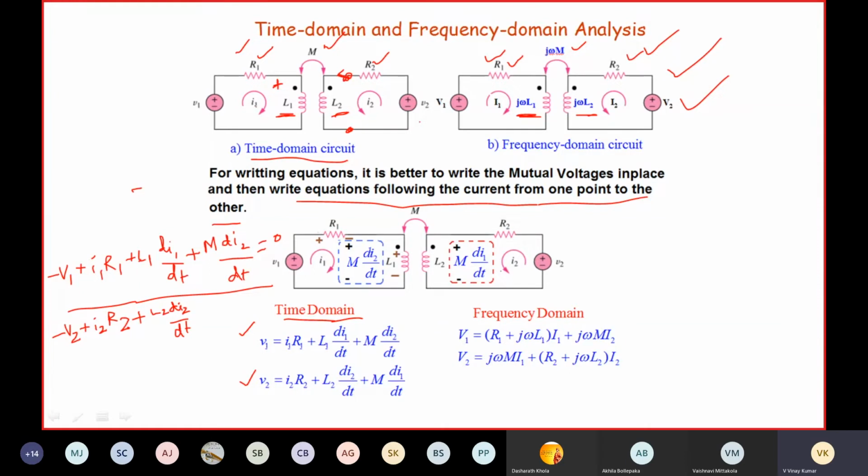So what is the current in coil 1? I1 is the current flowing through coil 1, right? So I1 is entering the dotted terminal of coil 1. If current is entering the dotted terminal of coil 1, the mutual induced EMF will be positive at the dotted terminal. So when you are applying KVL around this loop, by considering I2 in the anti-clockwise direction, the mutual induced EMF is plus M di1 by dt, and the sum is equal to 0.